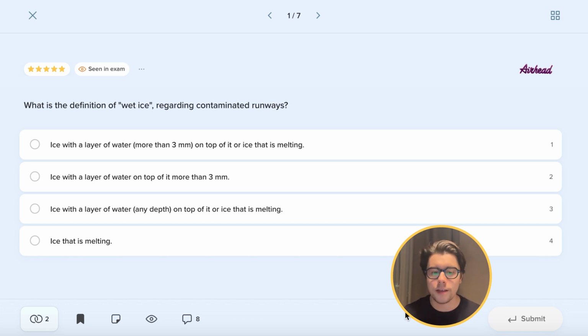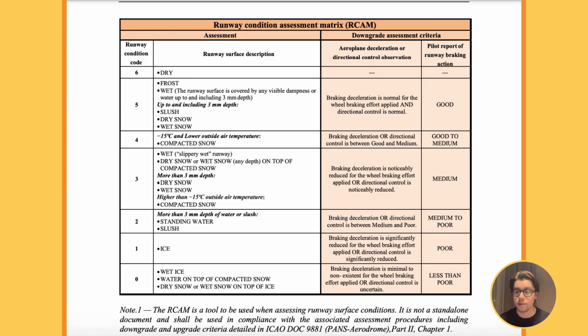In practice, the runway contamination will usually be reported by a METAR, ATIS, or the ATC themselves. Then, using the runway contamination matrix, which you can see right here, taken from ICAO Doc 4444, which is based on ICAO Doc 9981, you take your wet ice, which is right here at the very bottom, and then you can see the runway contamination code, which is then used to calculate your landing or takeoff performance.